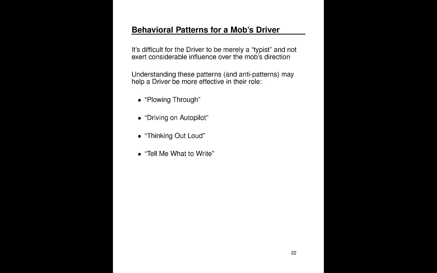So here are some patterns, some anti-patterns for how a mob's driver may behave. And by understanding these, you can be more effective as a driver. So there are four of them. The first one's called plowing through. We'll talk about driving on autopilot, thinking out loud, and just tell me what to write.